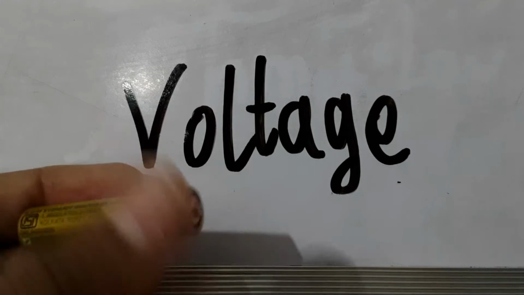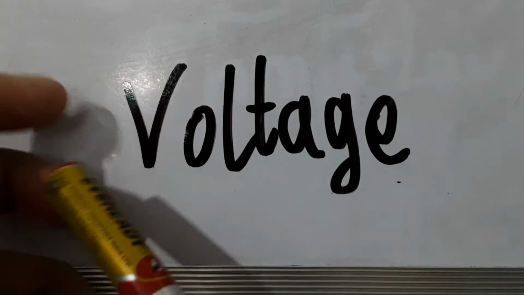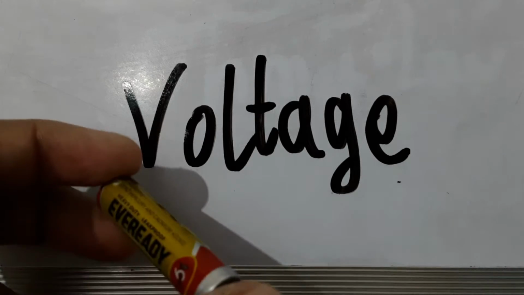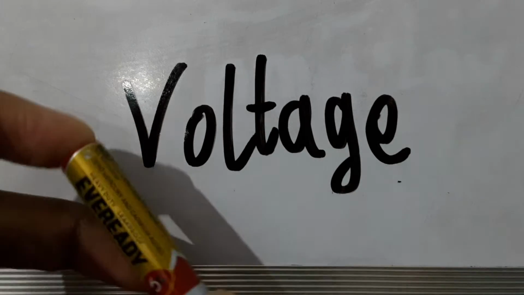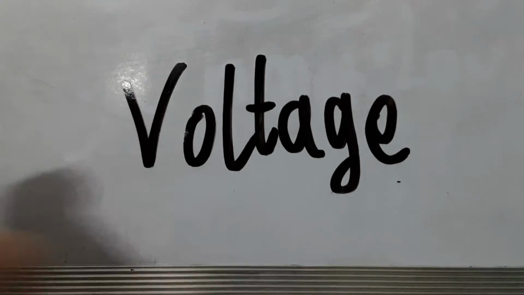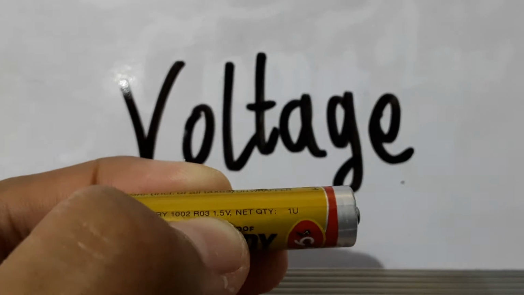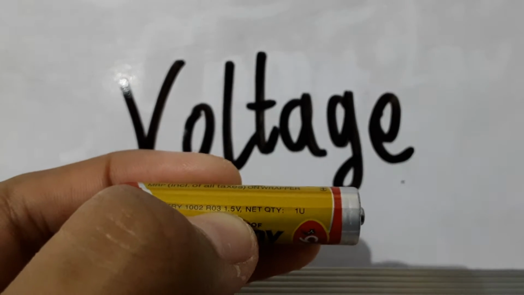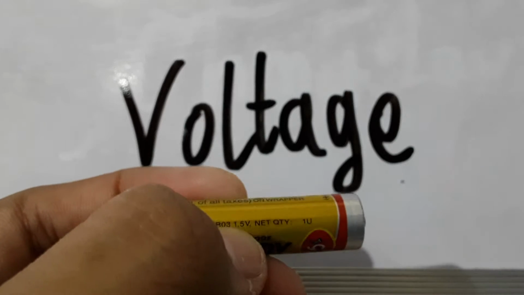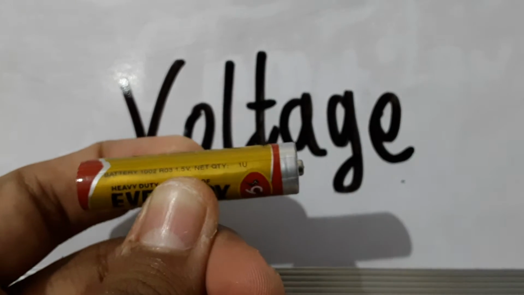Now, if you look at the battery carefully, you will see that there are some volts written on it. How many volts the battery is, that is written on it. So let's find it out. If you look closely, 1.5 volts. So this battery is about 1.5 volts.